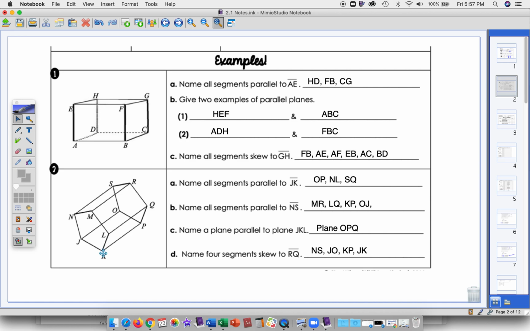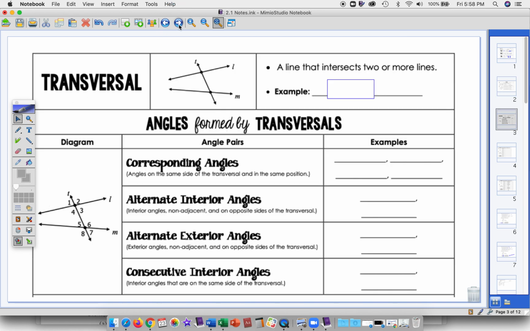So again, maybe you have other segments to add to this list, because we're only asked to name 4. So again, if you'd like to share that during class, put a little star next to this problem or highlight it and then share it in class.